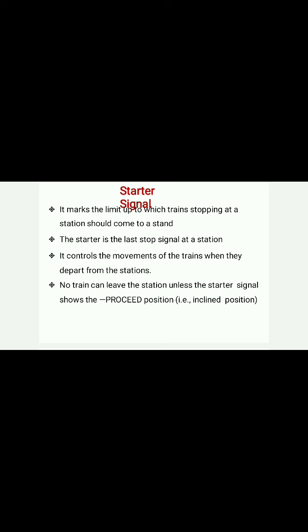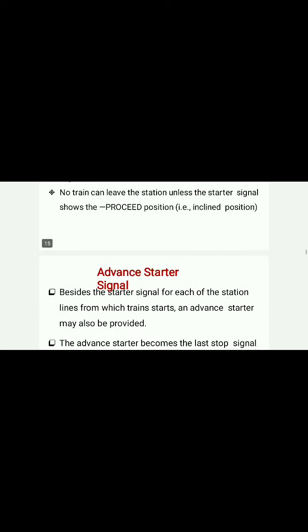Starter signal. It marks the limit up to which the train stopping at a station should come to a stand. The starter is the last stop signal at the station. It controls the movement of trains when they depart from the station. No train can leave the station unless the starter signal shows the proceed position.